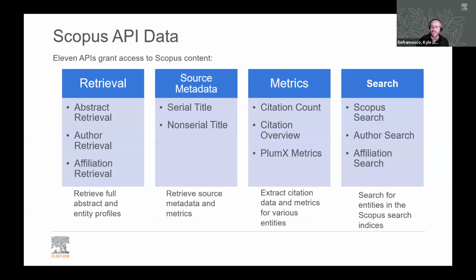So to support a wide range of use cases, Scopus has several APIs. Eight are designed to retrieve metadata, content, metrics, and other data from specified Scopus documents, author profiles, and affiliation profiles. The remaining three enable searches within the Scopus body of abstracts, author profiles, and affiliation profiles.